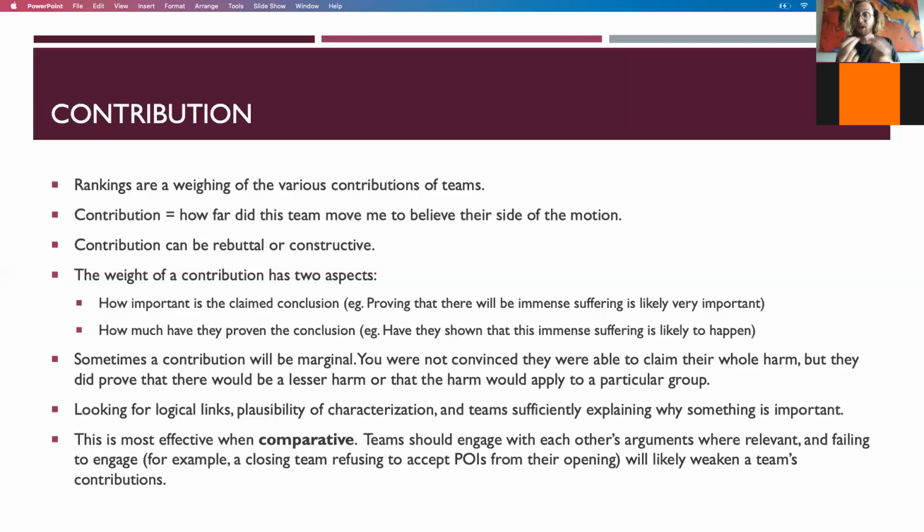So all of this material is most effective when done in a comparative sense. So teams are comparing two different worlds. Version 1 of what the affirming world has to stand for, version 2 what the negating world is going to look like. And teams should engage with each other's arguments where relevant, and failing to engage, say, for example, when a closing team refuses to accept a POI from their opening, will likely weaken that team's contributions. Won't be fatal to them within the debate, but it means that they have missed an opportunity to contribute in a way that is full and meaningful.